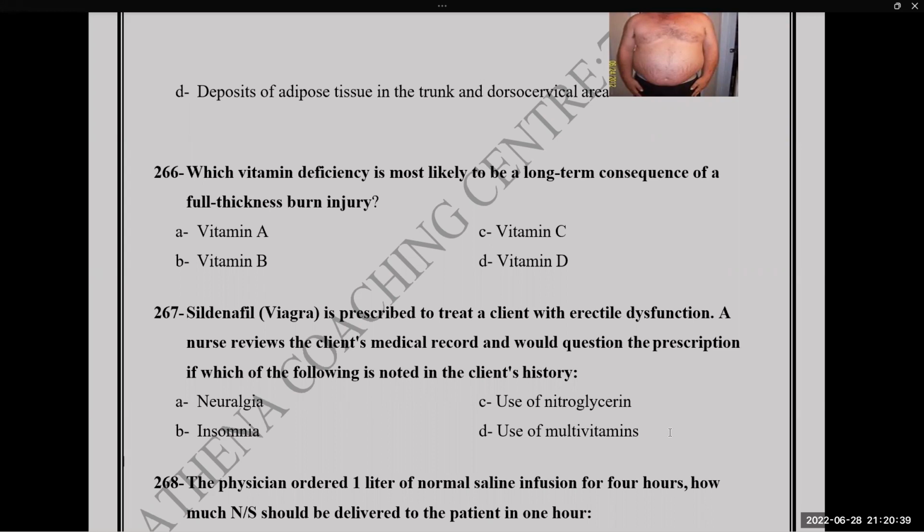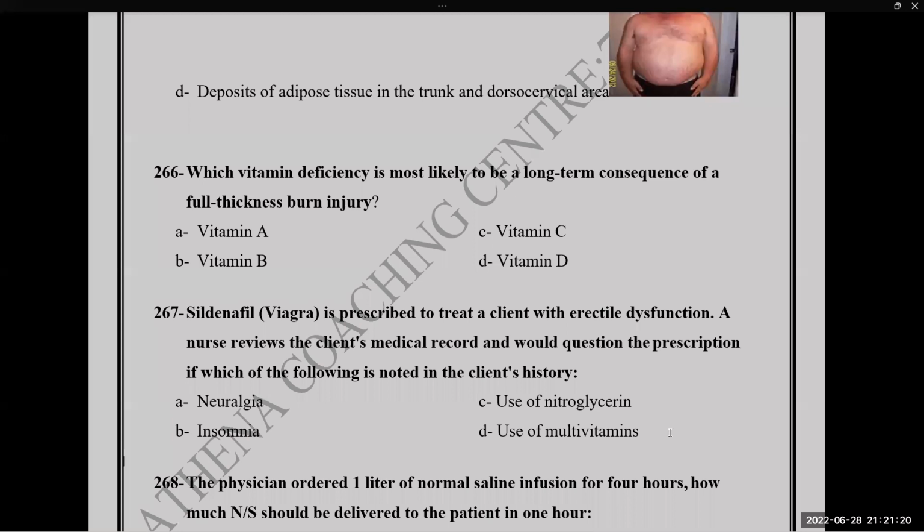Normally this medicine is used to treat erectile dysfunction. So try to remove the wrong answers and select. There is no relation between insomnia and this problem, so you can remove B. Use of multivitamins also, you can remove. Yes, you can remove B and D. From neuralgia and use of nitroglycerin, what will be the expected thing? Use of nitroglycerin, ma'am.